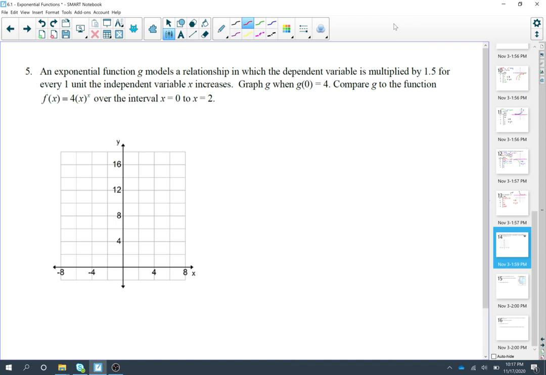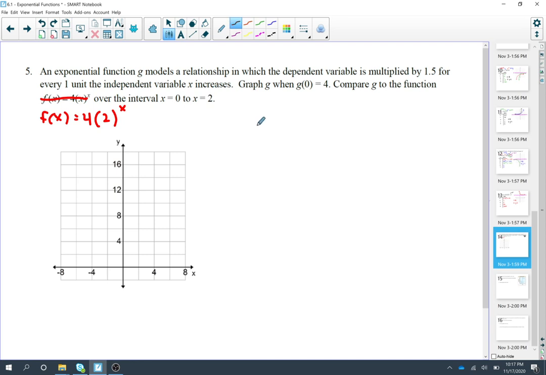Now, before we get started, there is a typo here. This is a little off, so this should really say f of x equals 4 times 2 to the power of x. Otherwise, that really doesn't make sense. But then we have to compare g of x to f of x. Now, I know it says over the interval x equals 0 to x equals 2, but if we only use that interval, we're not going to get a really good graph.